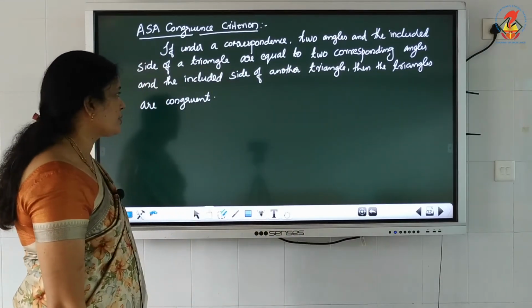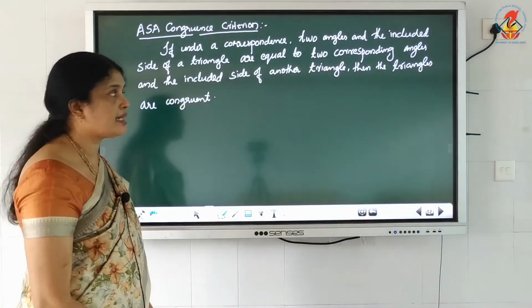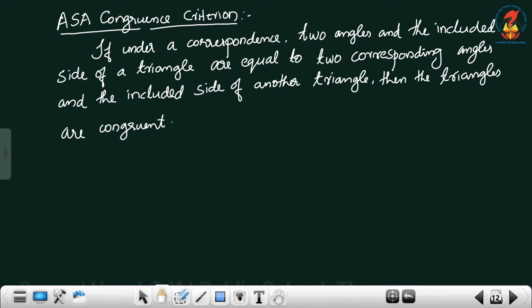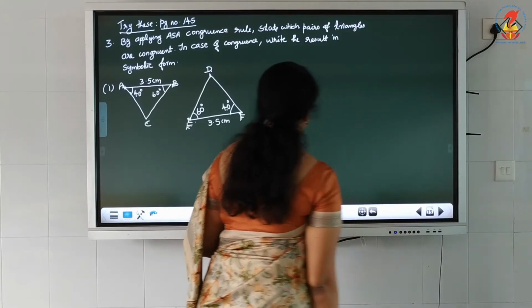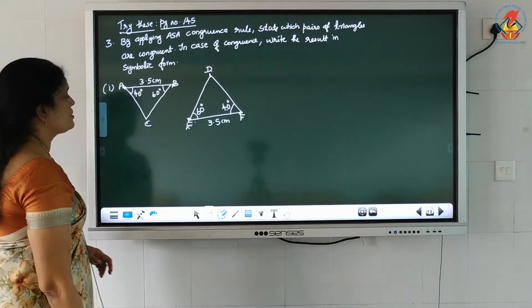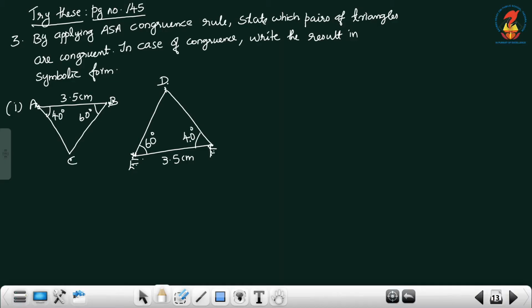What is the ASA congruence criterion? If under a correspondence, two angles and the included side of a triangle are equal to two corresponding angles and the included side of another triangle, then the triangles are congruent. Try this, page number 145. By applying ASA congruence rule, state which pairs of triangles are congruent. In case of congruence, write the result in symbolic form.